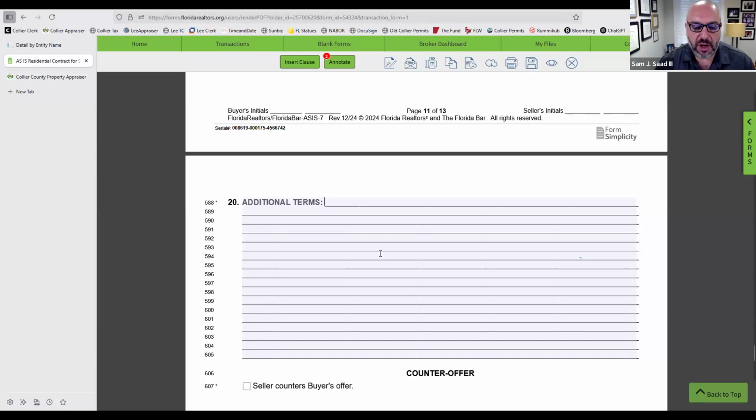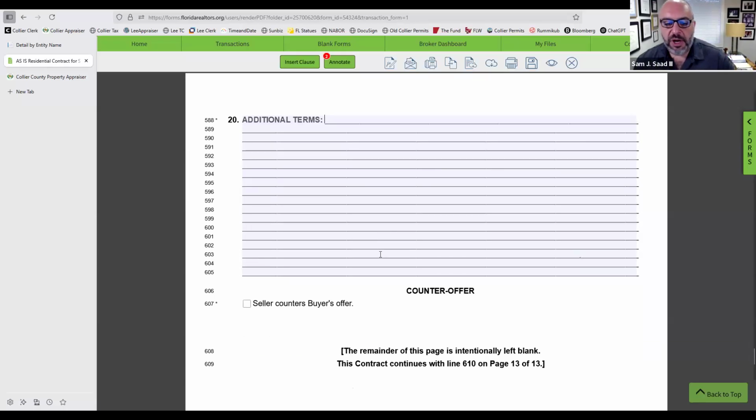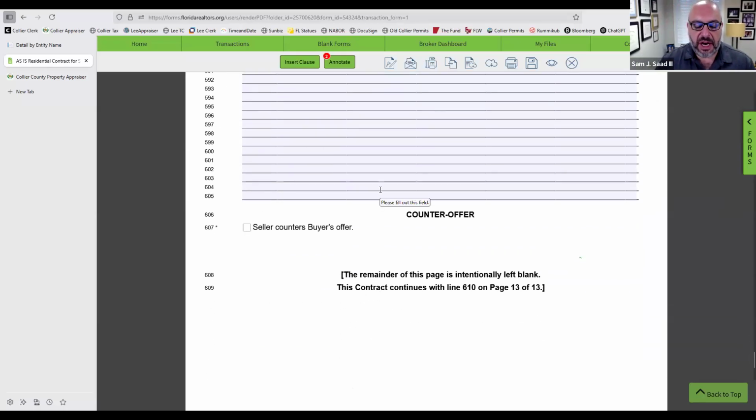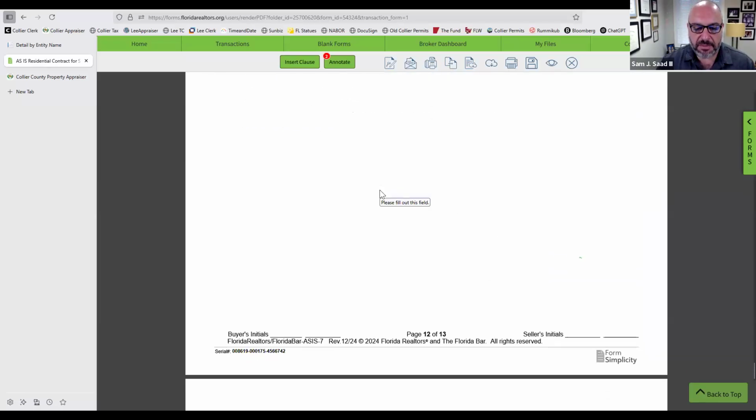Things like that. You wouldn't want, or seller financing. I see a lot of people will write in seller financing terms here. There's an addendum for that. Don't do that. So don't put anything in additional terms unless you have to, and then make sure it's blessed by an attorney.